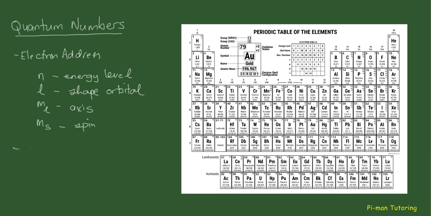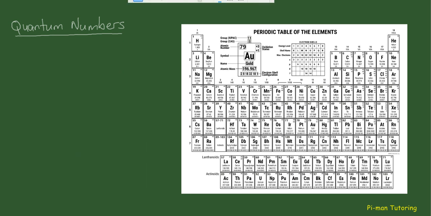And something called the Pauli exclusion principle says that within an atom there are no two electrons that have exactly the same address. So each electron within the atom has four unique quantum numbers to describe it. Now let's take a closer look at the periodic table to see how these quantum numbers manifest themselves.